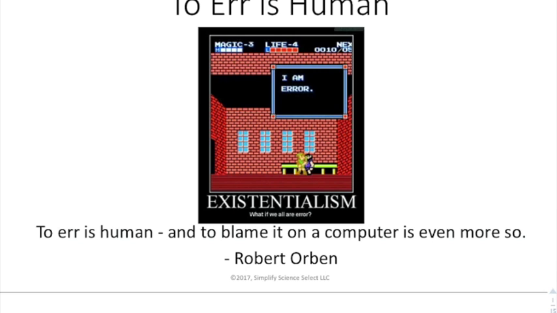Welcome to the third and final presentation in Unit 2. It says to err is human, and to blame it on a computer is even more so, by Robert Orban.